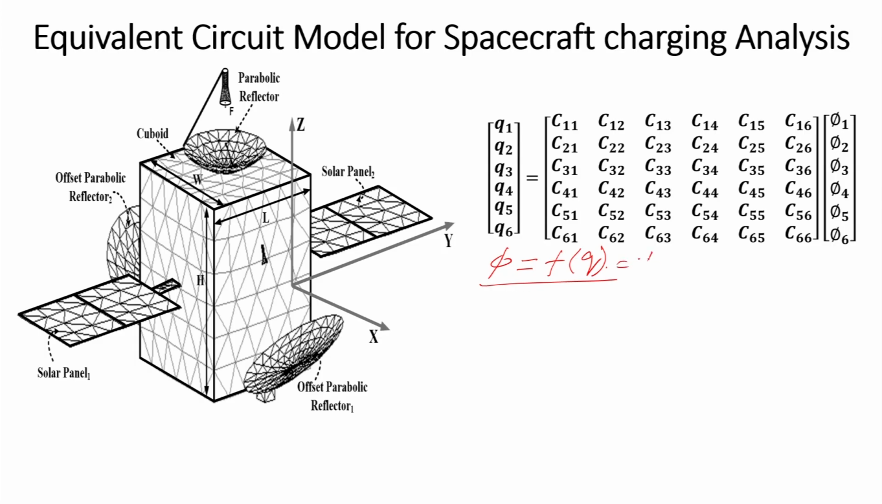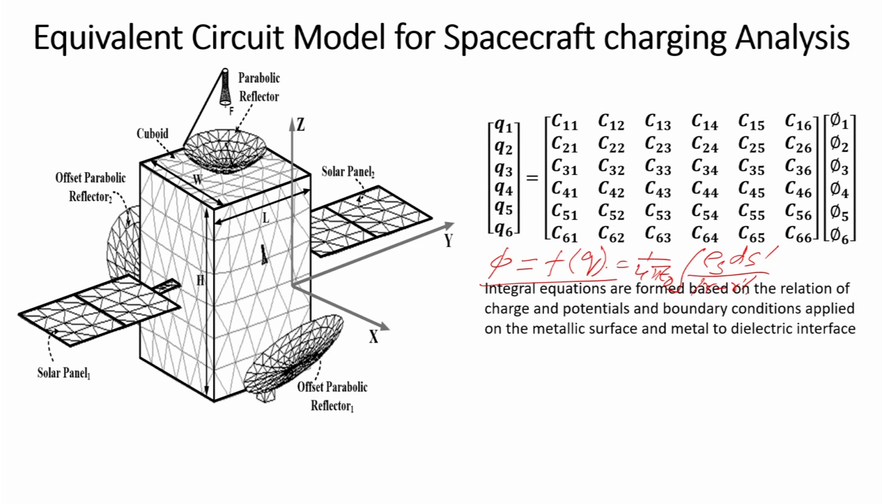Basically I can write 1 by 4 pi epsilon 0, then integration. Q I can write in terms of charge density. These are the overall things. In detail, when I write the potential for, suppose, one body, then I will consider the contribution by the other surfaces or other bodies. Like that we can form a set of equations, and those equations you can convert into a matrix equation by using what is called the method of moments.